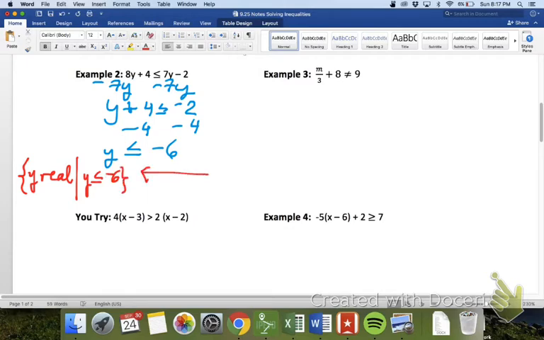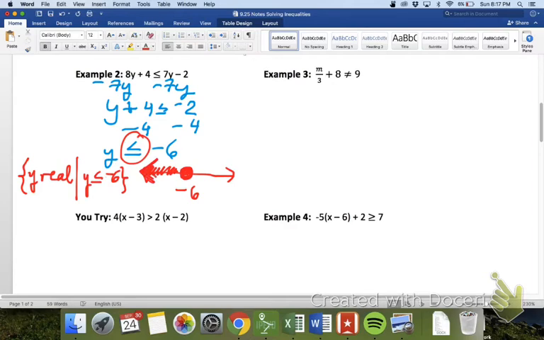And on a number line I'm marking a negative 6, and since it's the less than or equal to symbol, I'm doing a closed circle on -6, and then I want to shade to the left this time because it's less than or equal to. So I need numbers less than -6.